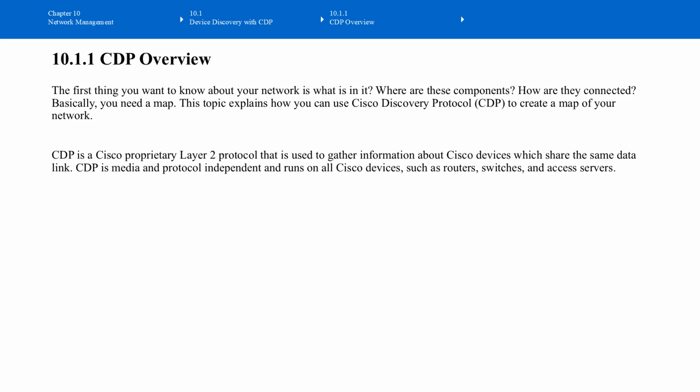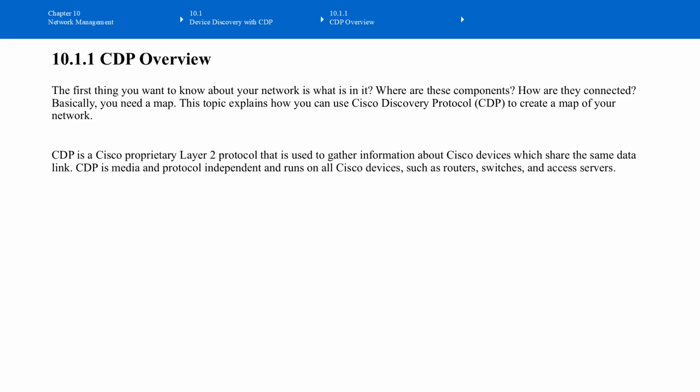Cisco provides a tool called Cisco Discovery Protocol, or CDP, to help build that map. So what is CDP? It stands for Cisco Discovery Protocol. It's a Cisco proprietary Layer 2 discovery protocol. Its purpose is to discover information about directly connected Cisco devices. CDP allows neighboring Cisco devices to automatically exchange information without requiring any IP configuration.